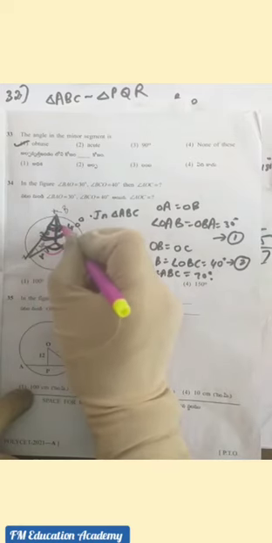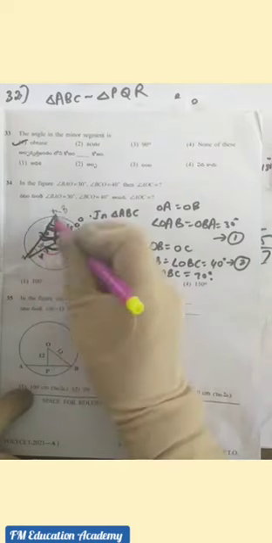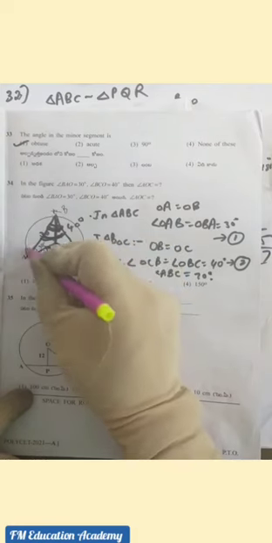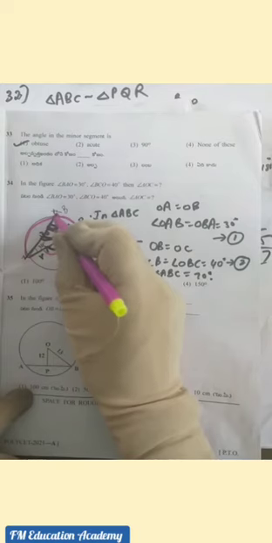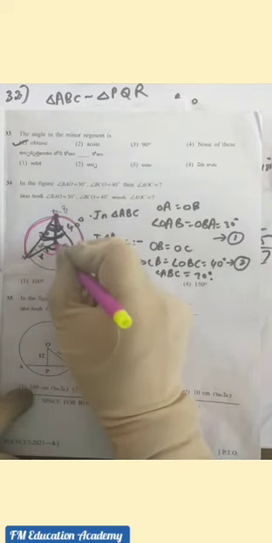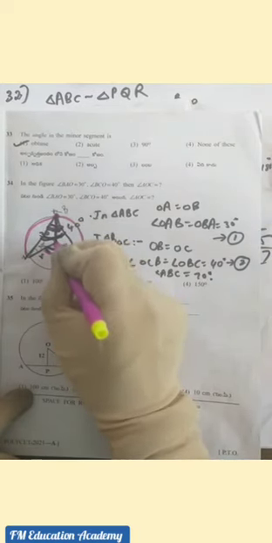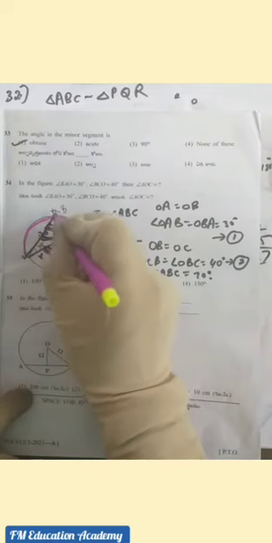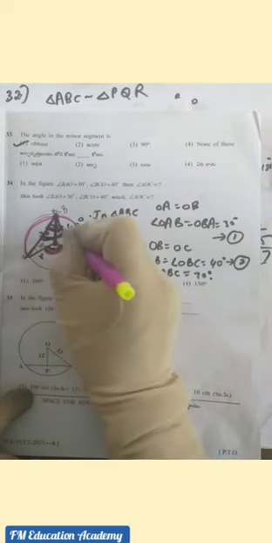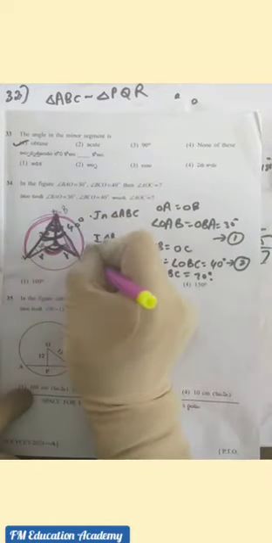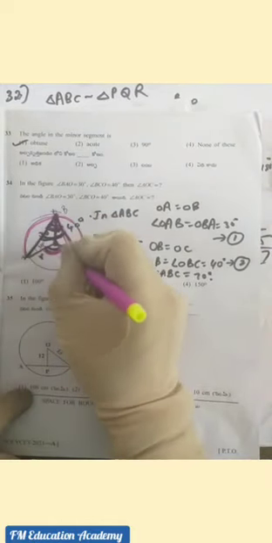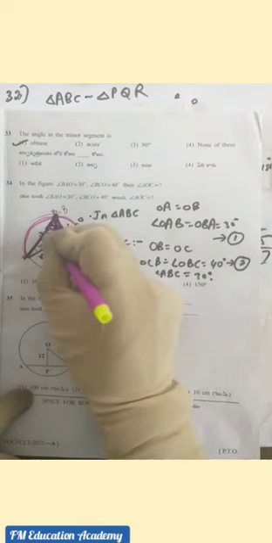Angle which subtends at the center will be equal to 2 times the angle subtending at any point on the arc. Okay, so let us suppose this is our arc. If this is our arc, then this is our point. So, this is our center. Whatever angle is subtending at the center, it will be 2 times the angle subtending at this point on the arc. This is my arc.